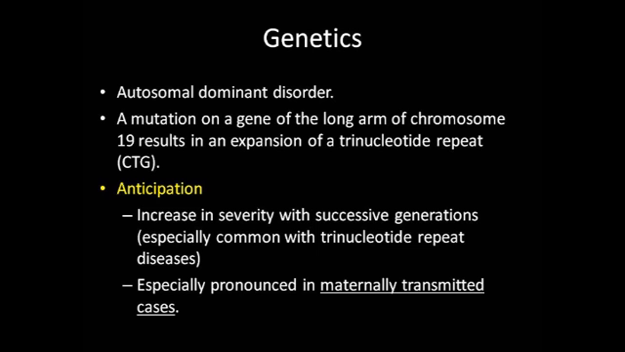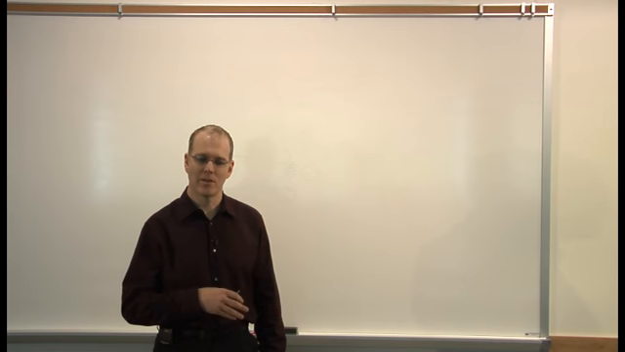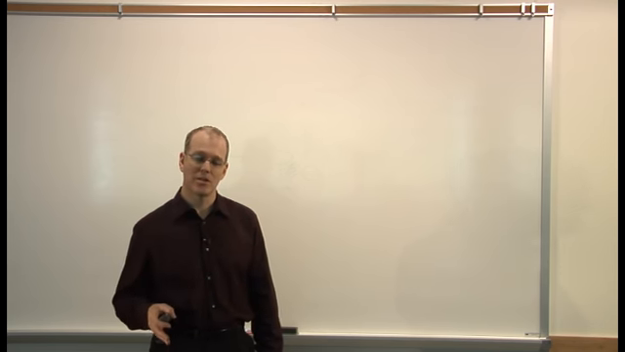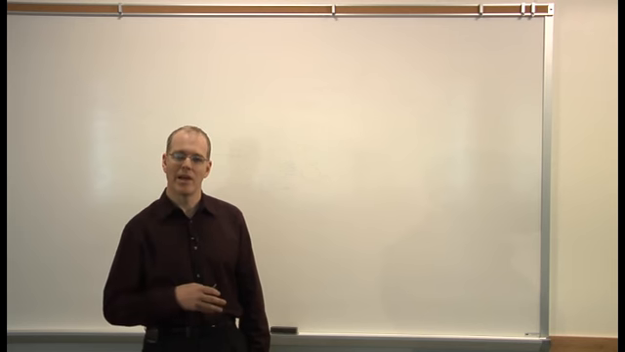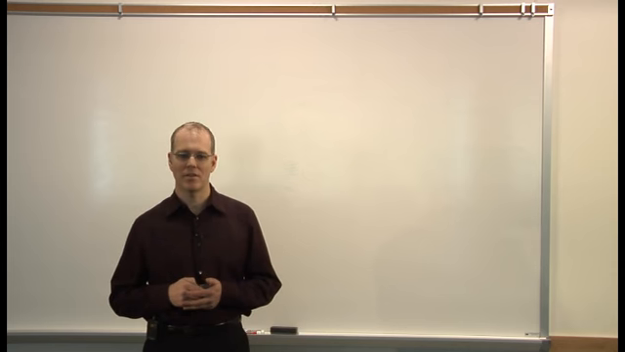Okay, one other thing to say about the genetics of myotonic dystrophy. Myotonic dystrophy, like Huntington's disease, which we'll talk about later, has something that's known as anticipation, where basically there's an increase in severity of the disease in successive generations, and this is especially with maternally transmitted cases. So when someone with myotonic dystrophy gets it from their mom, they're more likely to have an earlier onset and more severe case of myotonic dystrophy.